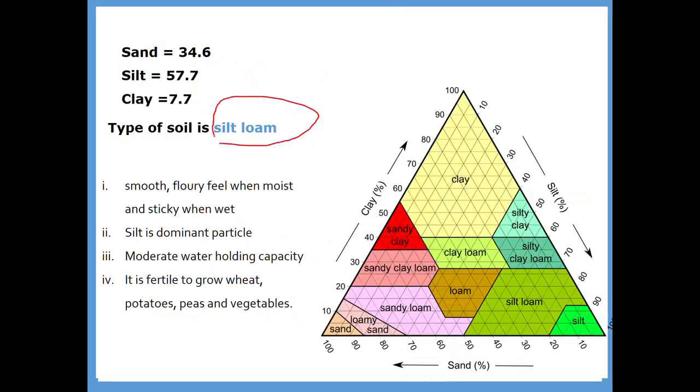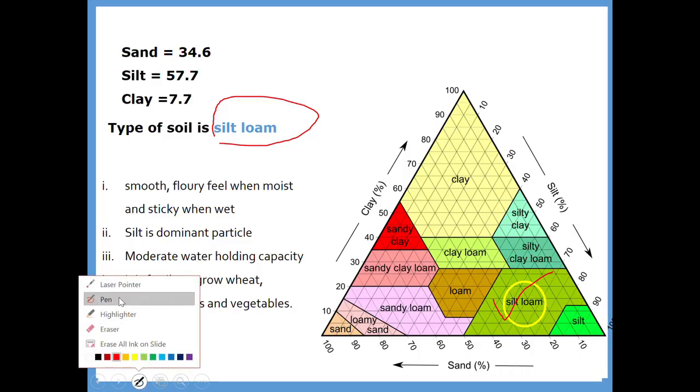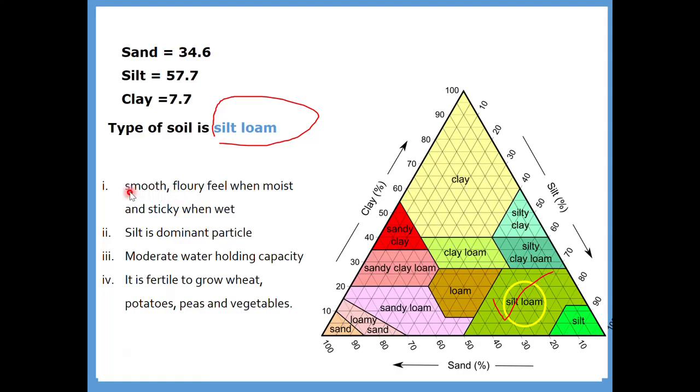So let us see what the characteristics of silt loam are. It has a smooth, flowy feel when moist and is sticky when wet. Silt is the dominant particle among all three. It has moderate water holding capacity. It is fertile for growing wheat, potatoes, peas and vegetables.